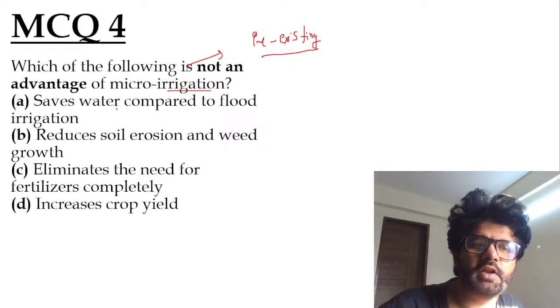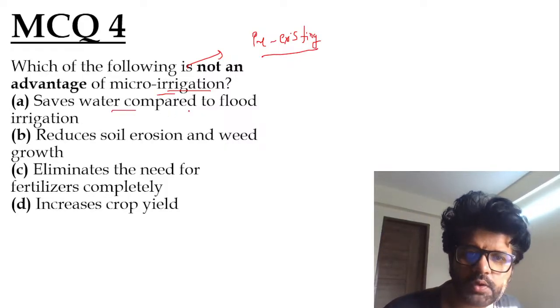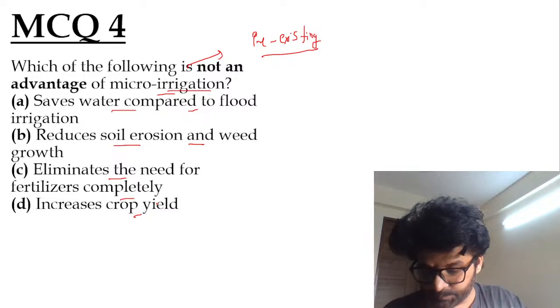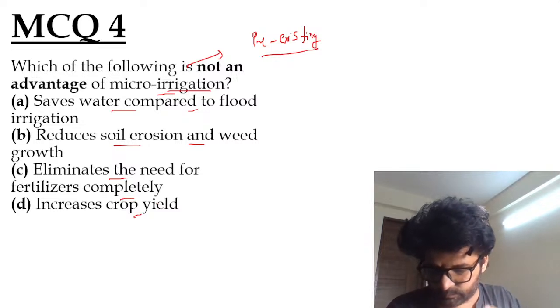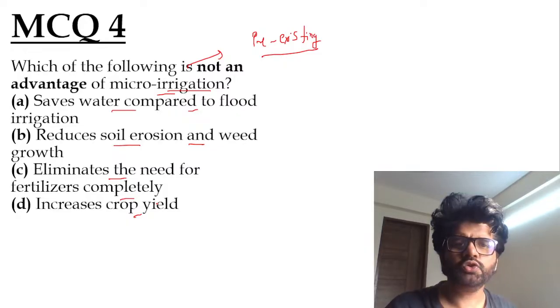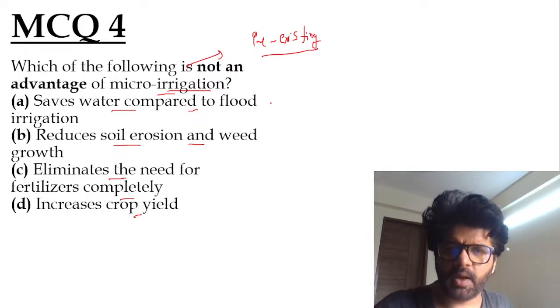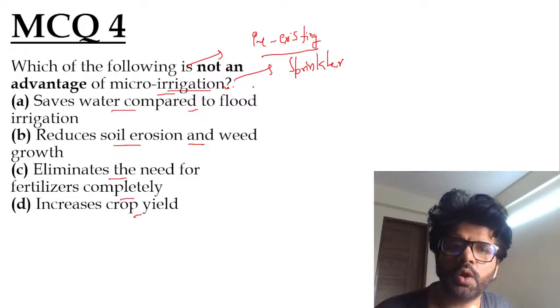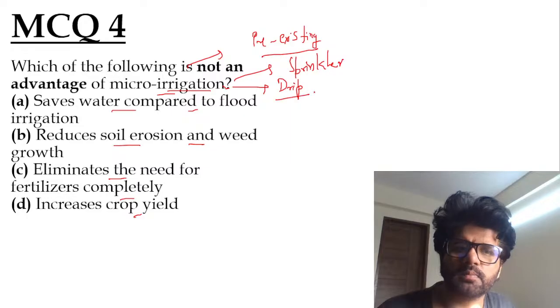So which of the following is not an advantage of micro irrigation? Saves water compared to flood irrigation, reduces soil erosion and weed growth, eliminates the need for fertilizers completely, increases crop yield. So basically, what is micro irrigation? Micro irrigation is sprinkler irrigation, drip irrigation, all these come under micro irrigation.